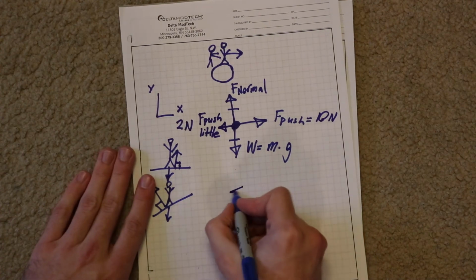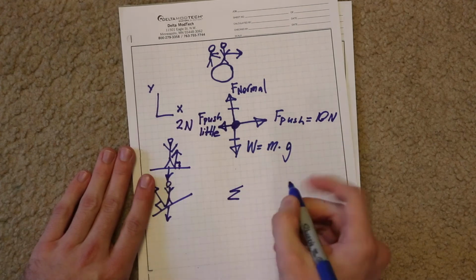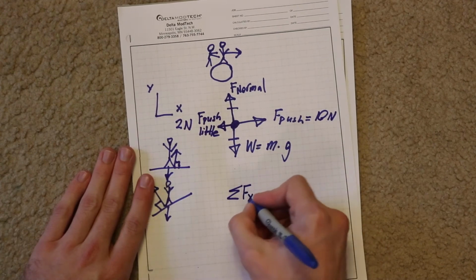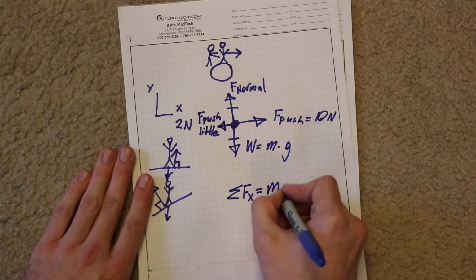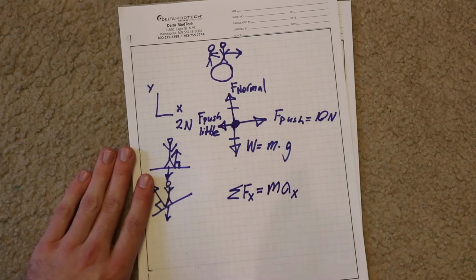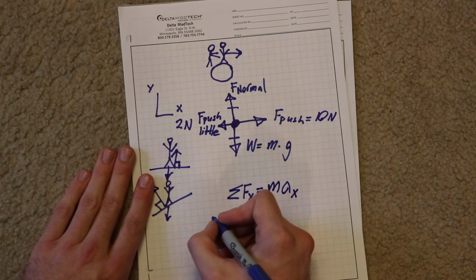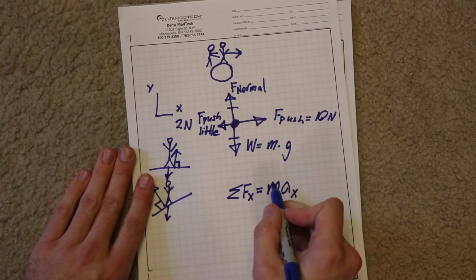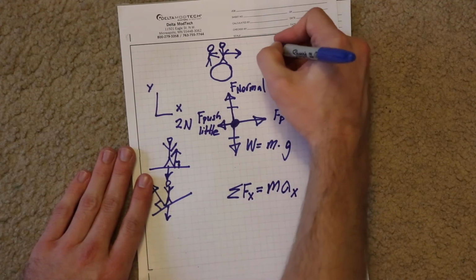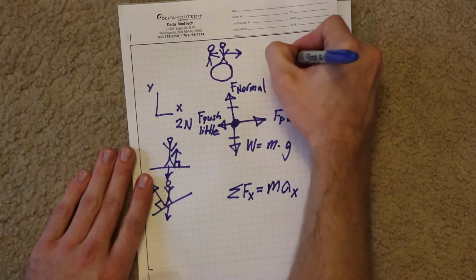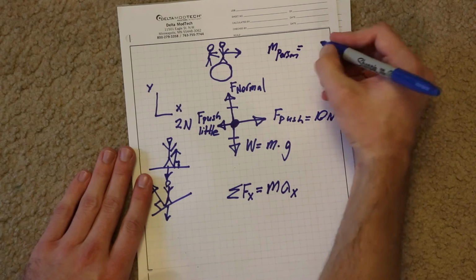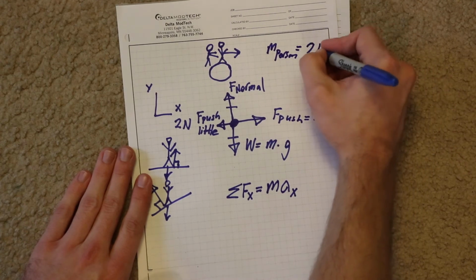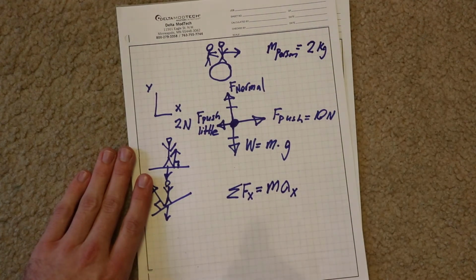We can sum the forces in our x direction from our coordinate system. The sum of the forces is equal to m a_x, in the x direction. And this is the mass of the person that we've got. Say he's like a really tiny dude. Say he's like 2 kilograms. He's like a little gnome or something.